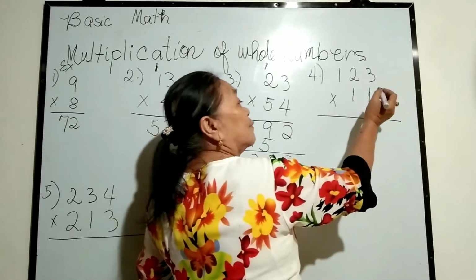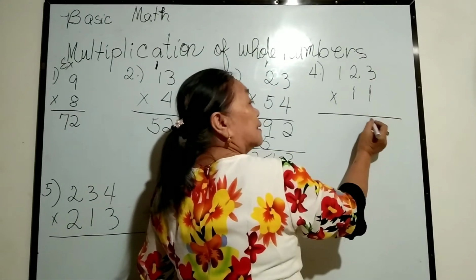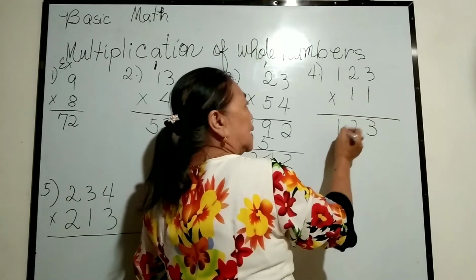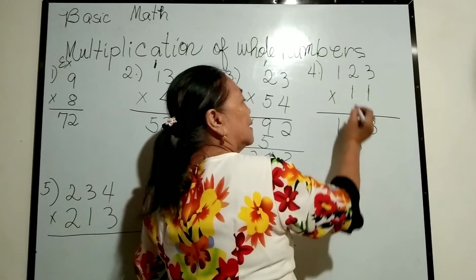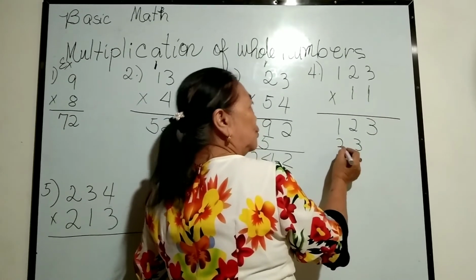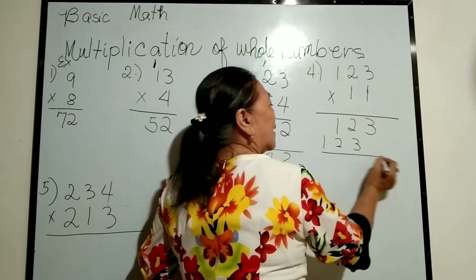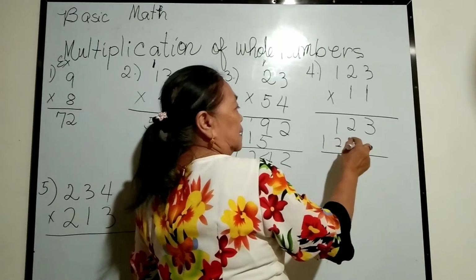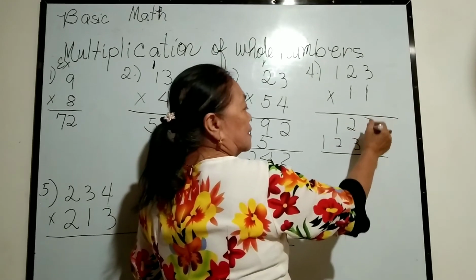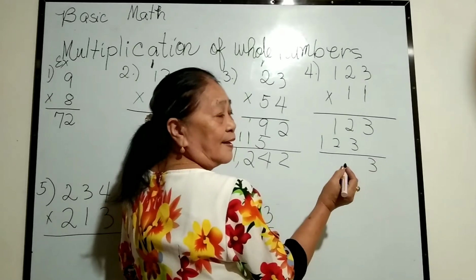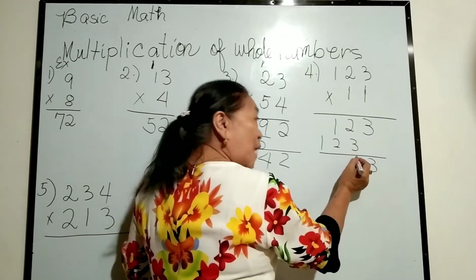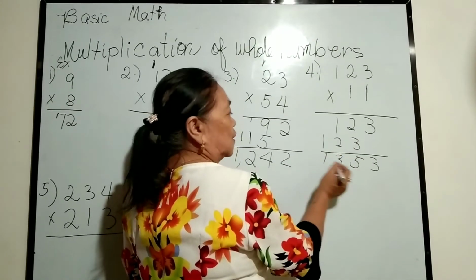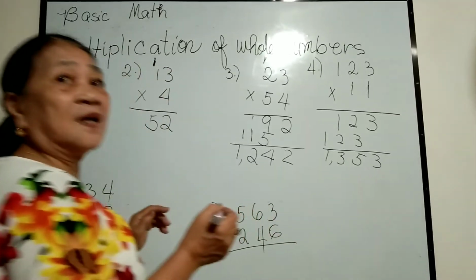Now here, another simple example. 1 times 3 is 3. 1 times 2 is 2. 1 times 1 is 1. 1 times 3. 1 times 2. 1 times 1. Then another operation here, you are going to add the two partial products. Bring down 3 and 2 plus 3 is 5. 1 plus 2 is 3. And this is 1. 1, 2, 3. That's 1,353.